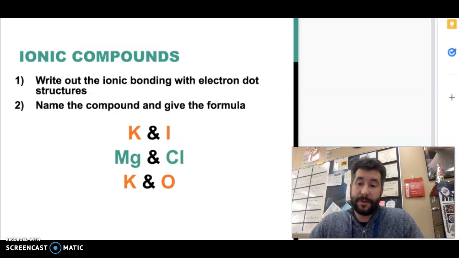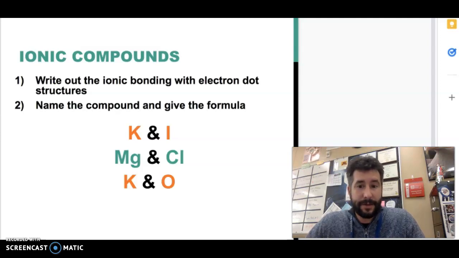Magnesium has 2 valence, chlorine has 7. So that means that one of the electrons from magnesium can go on to a chlorine, but you're going to need a second atom of chlorine to take the other electron. So we're going to end up with MgCl2. 2 atoms of chlorine for every 1 of magnesium.